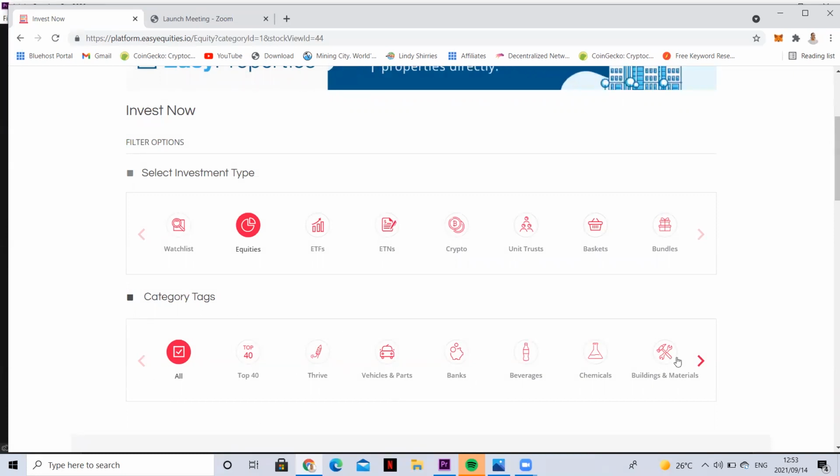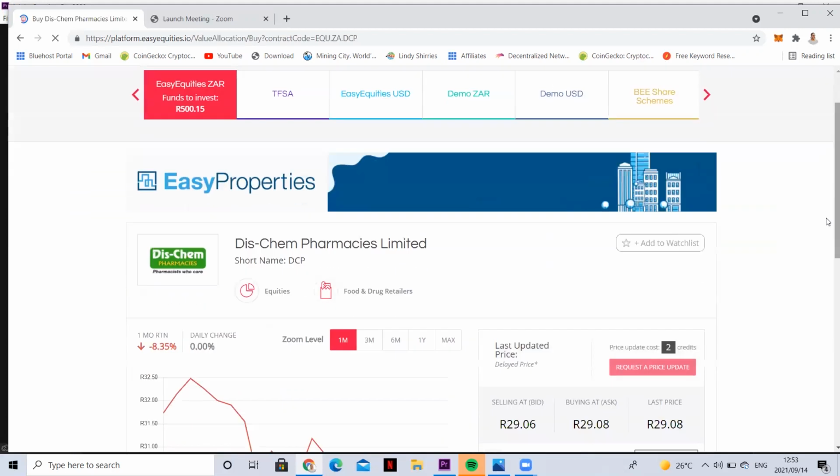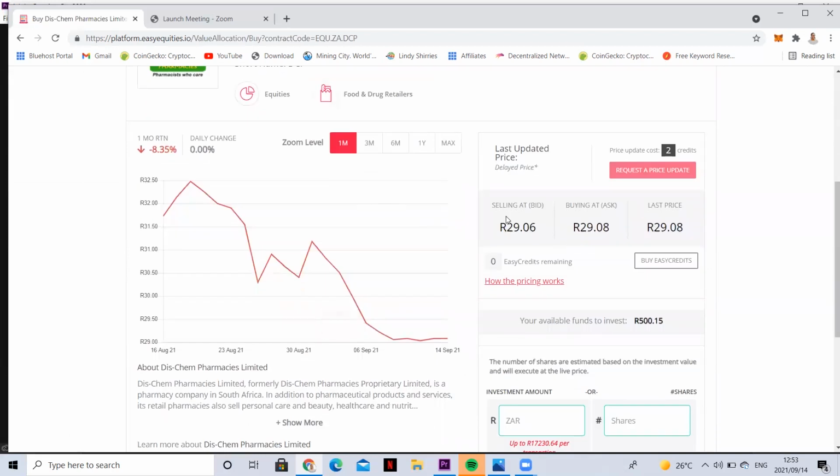So Discovery, it has something to do with medication. So we'll look for that food drug retailer, and then it will open. Then it will give you a list of all the food and drug retailers, and then I said I'm going to buy Discovery. So I do remember that I did a research before to see which ones are worth buying, because you cannot just buy anything that you want to buy. And then you open Discovery, and you see that the share is around 29 Rand, and I'm only going to buy one.